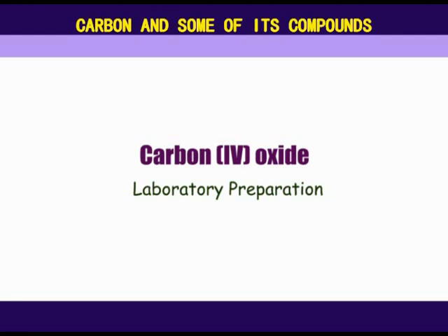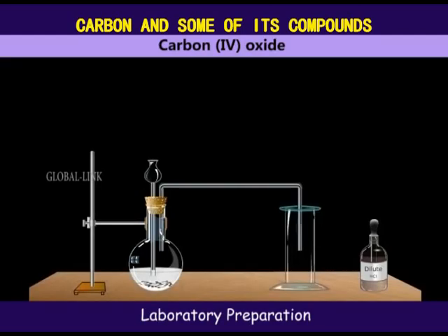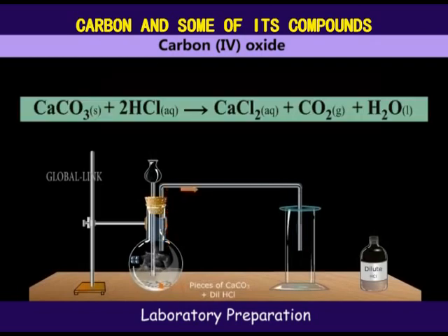In the laboratory, carbon 4 oxide is synthesized by reacting calcium carbonate with dilute hydrochloric acid. A few pieces of calcium carbonate are taken into a round-bottomed flask. Dilute hydrochloric acid is added and carbon 4 oxide is evolved steadily. The gas is collected in the jar by upward displacement of air because it is denser than the air itself.